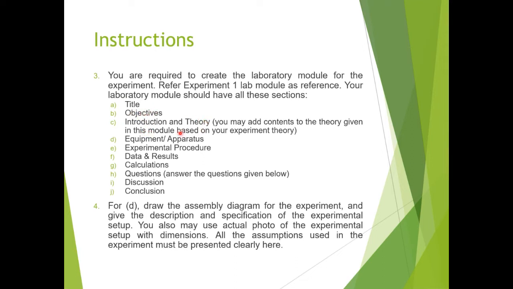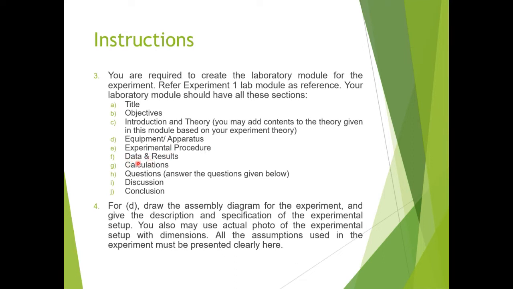Introduction. In the open-ended lab, I gave you a short introduction and theory, so you can add more content to make it longer. Then you can list the experiment equipment and apparatus. Refer back to lab 1 for how the equipment and apparatus are listed or drawn. If possible, try to draw or sketch, and make sure the sketch is understandable. Then come up with the experimental procedure step by step, describing how you conduct the experiment.